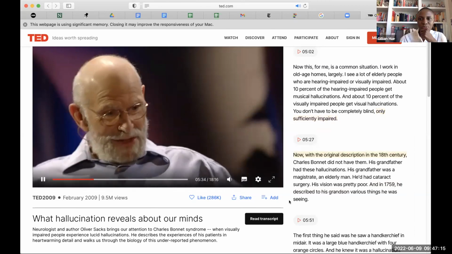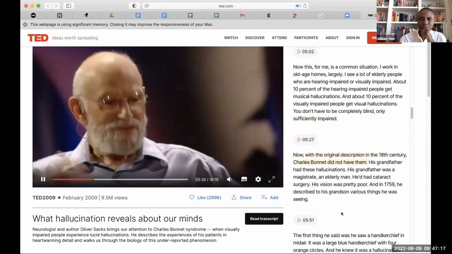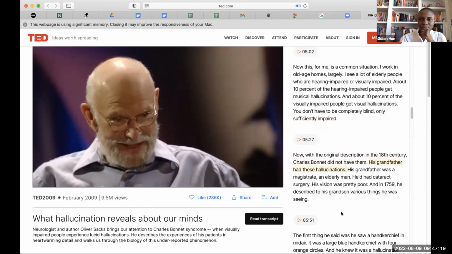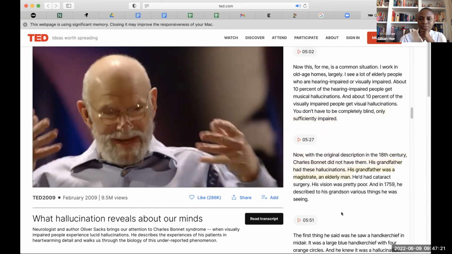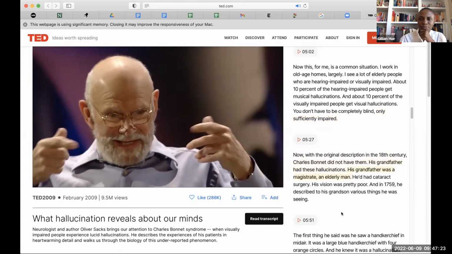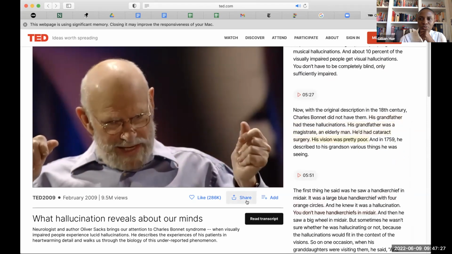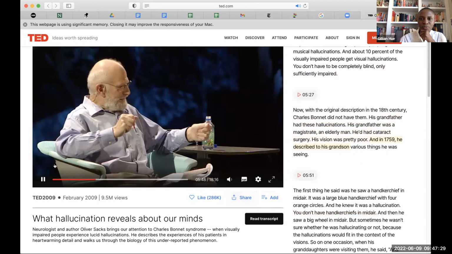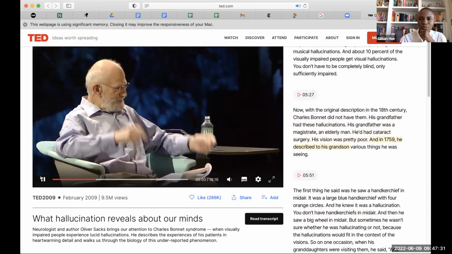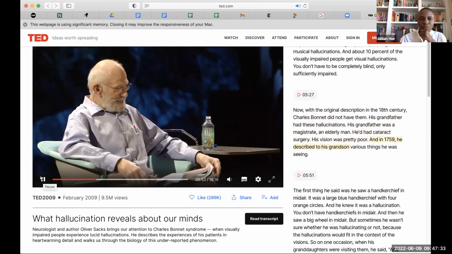18th century, Charles Bonnet did not have them. His grandfather had these hallucinations. His grandfather was a magistrate, an elderly man. He'd had cataract surgery. His vision was pretty poor. And in 1759, he described to his grandson various things he was seeing.